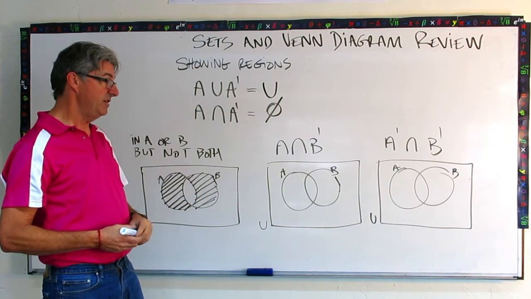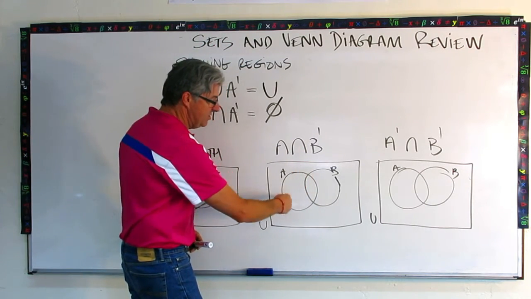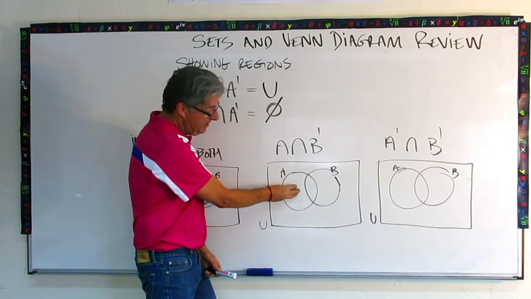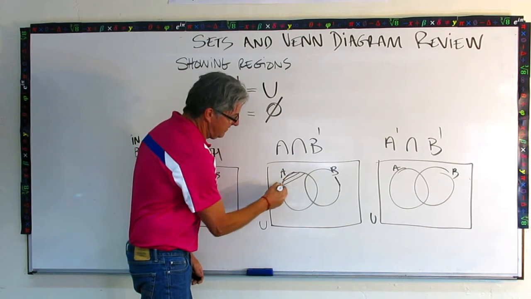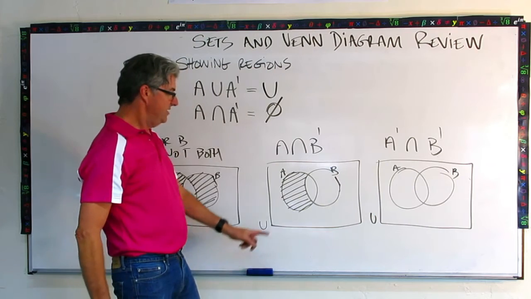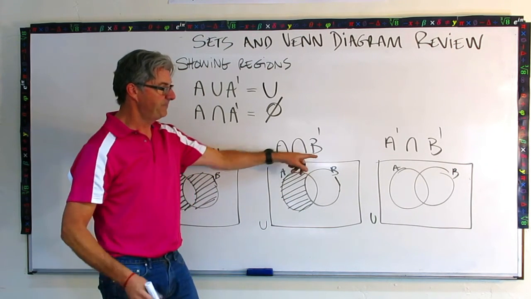Now this one is tricky. A, it means it has to be something that's in the A circle, and the complement of B is everything that's here, because this part of A is also in B. So this one we get shaded like this. Okay? So that's the intersection of A and the complement of B.